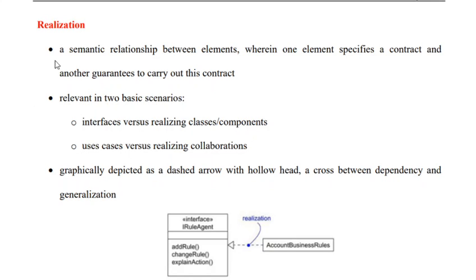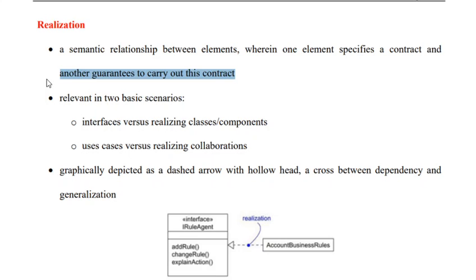Now realization is a relationship that is established between the class that requests an activity and a class that provides the support for that particular activity. So it's a semantic relationship between elements wherein one of the elements specifies the contract. That means one of the elements requests an activity, and the other element guarantees to carry out that particular contract. So that is the realization relationship.